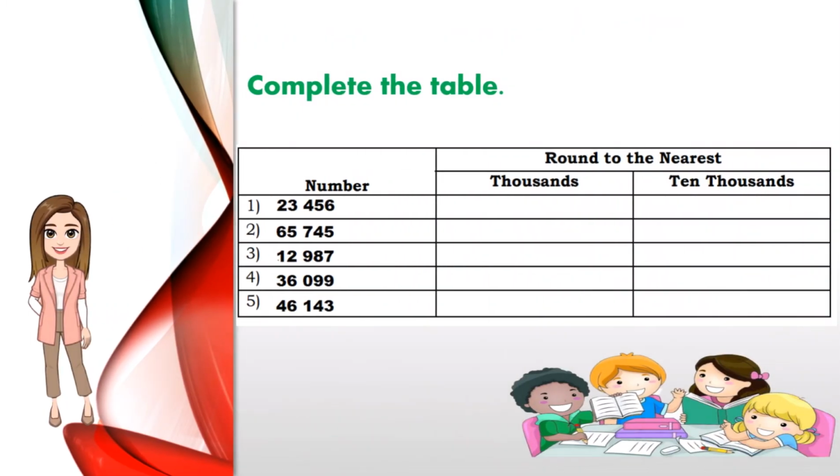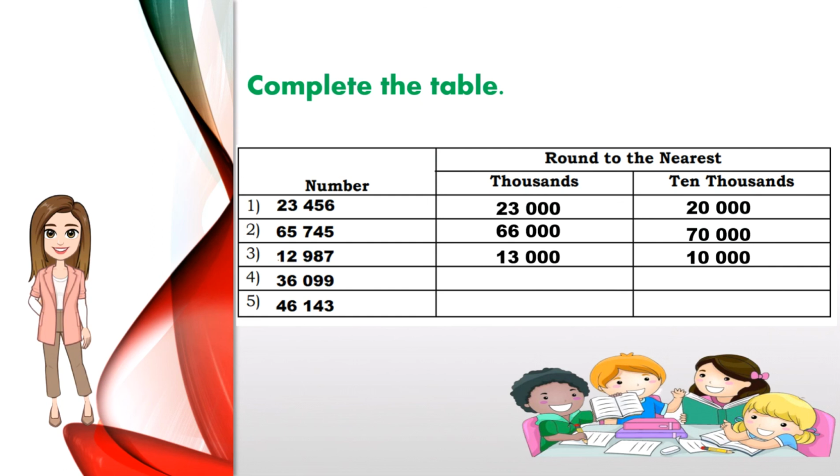Let us check your answer. 23,456 round to the nearest thousand is 23,000. Round to the nearest 10,000s is 20,000. 65,745 round to the nearest thousands is 66,000. Round to the nearest 10,000s is 70,000. 12,987 round to the nearest thousands is 13,000. Round to the nearest 10,000s is 10,000.